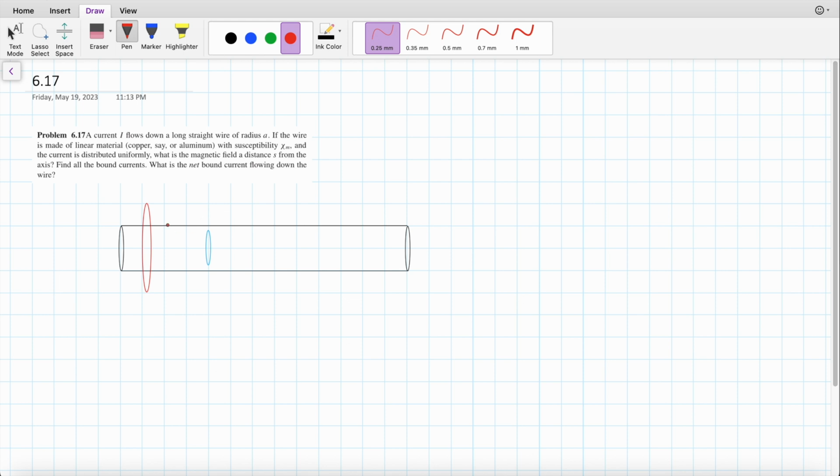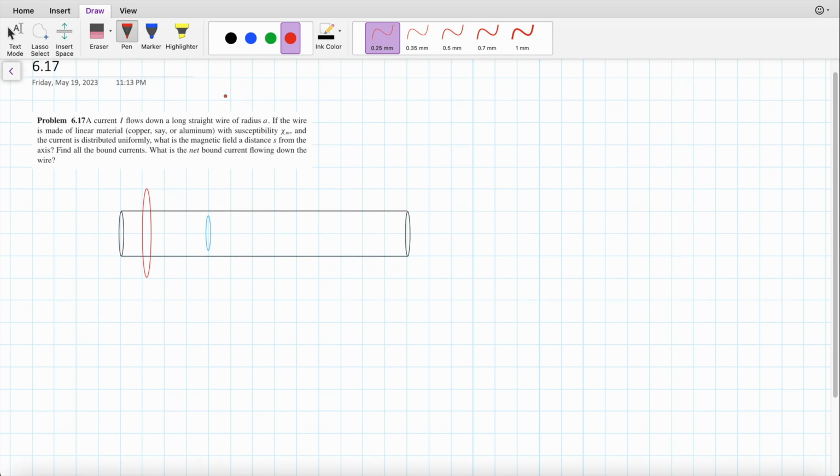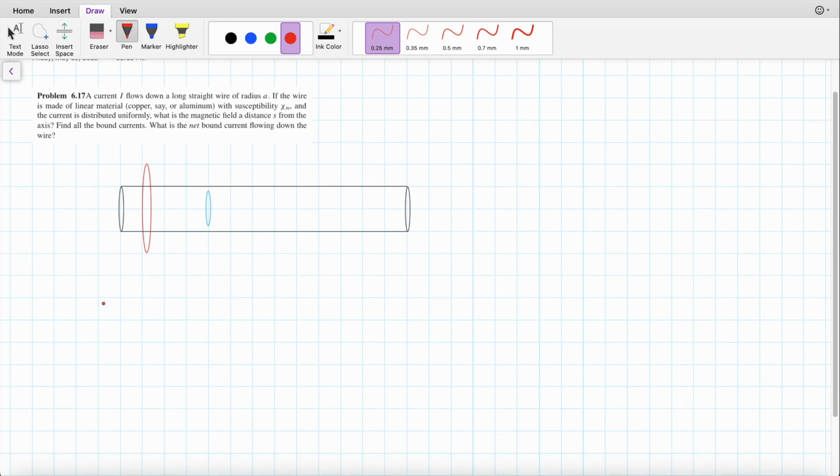Okay, so I already drew my Amperian loops right here. This one will be the outside case, and this one will be the inner case. So instead of starting with Biot-Savart law or Ampere's law, we can start off with the auxiliary equation, because it is a modified form of Ampere's law, going as follows. I'll write this one in black. This is a closed path integral, H dot dl vector is equal to I free enclosed.